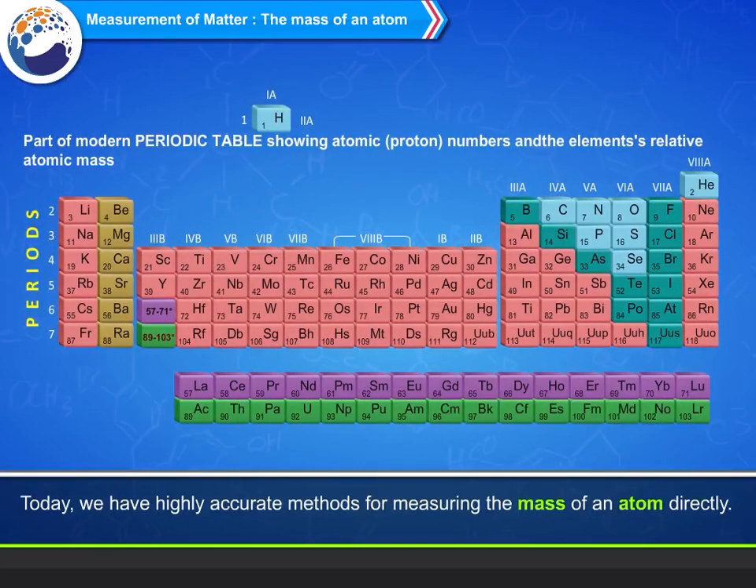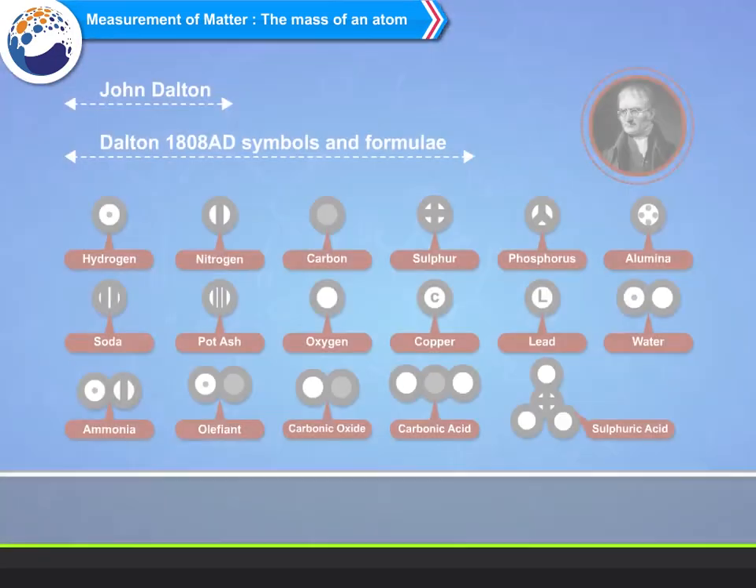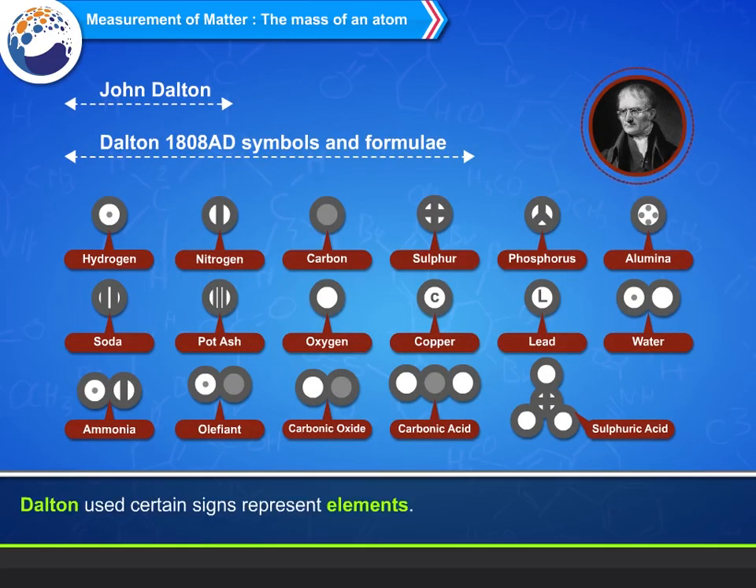Today we have highly accurate methods of measuring the mass of an atom directly. Hence, instead of relative mass, unified mass has now been accepted as the unit of atomic mass. It is called Dalton. Its symbol is u. 1 u is equal to 1.66053904 x 10^-27 kilogram.